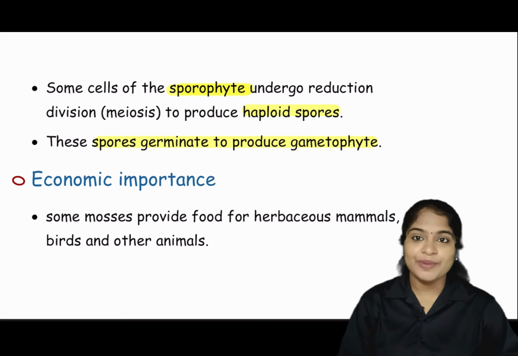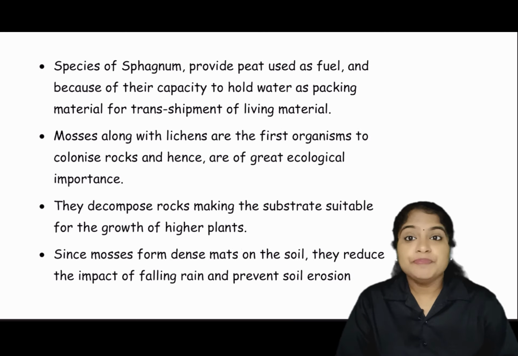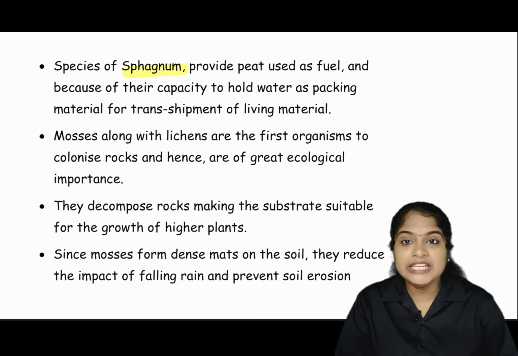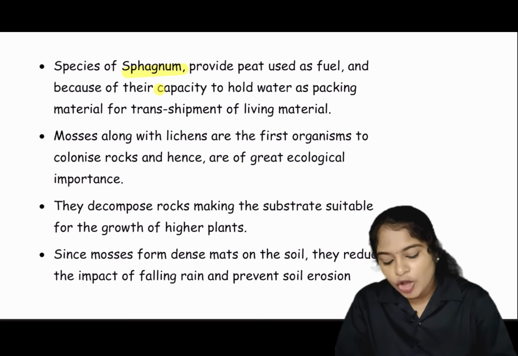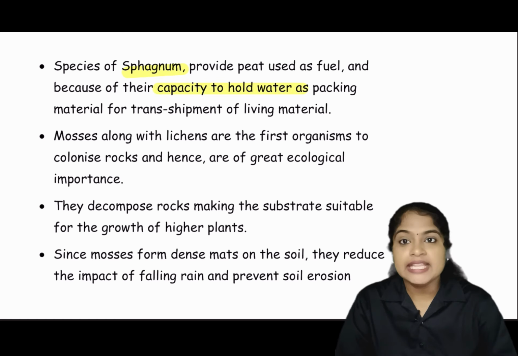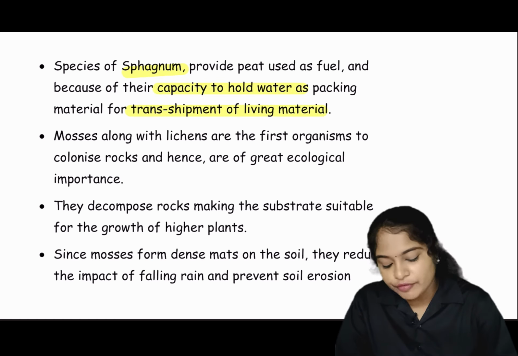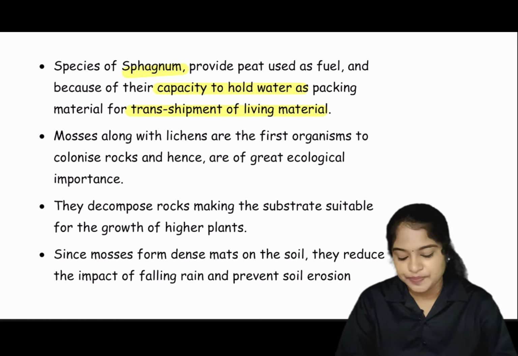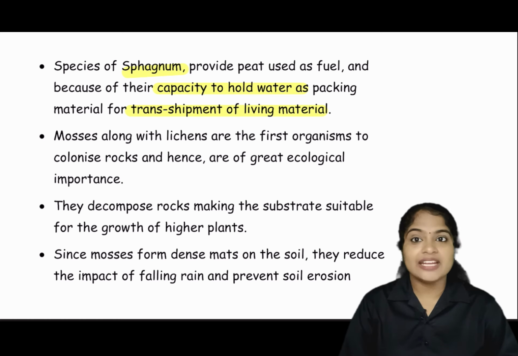Now moving on to the economic importance of Bryophytes. Some mosses provide food for animals as well as birds. Species of sphagnum provide peat, which is used as fuel. Because of their water holding capacity, they are used as packaging material for transshipment of living materials. Mosses along with lichens are the first organisms to colonize rocks. They help in breaking down these rocks and help in soil formation. Also, these mosses form a dense mat on the soil and prevent soil erosion.